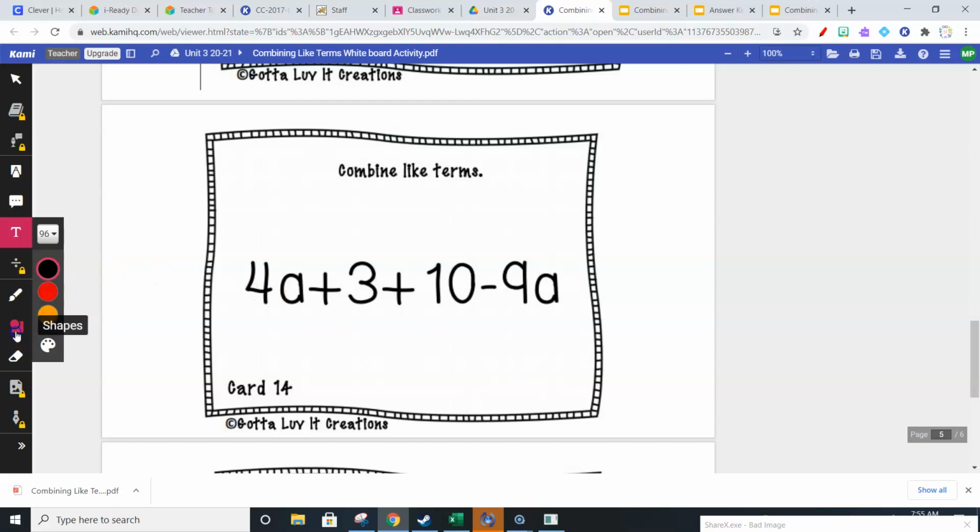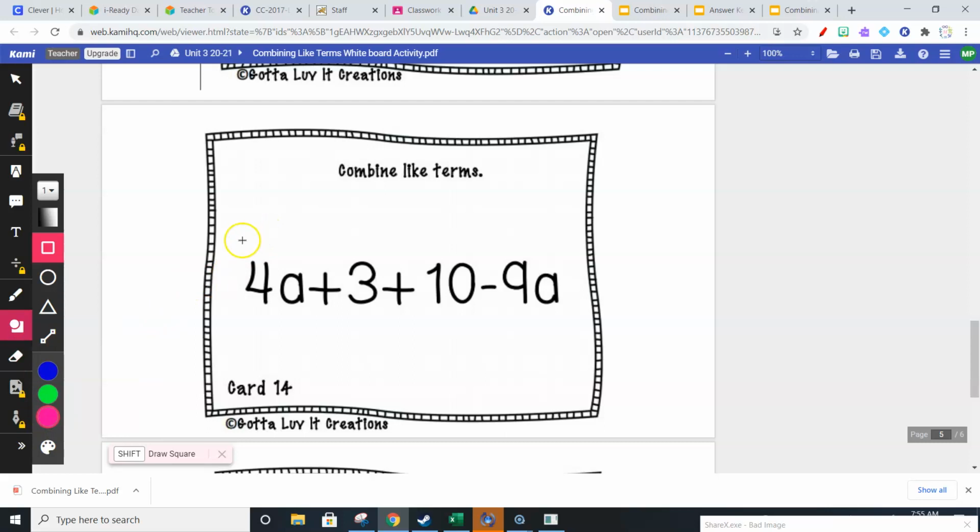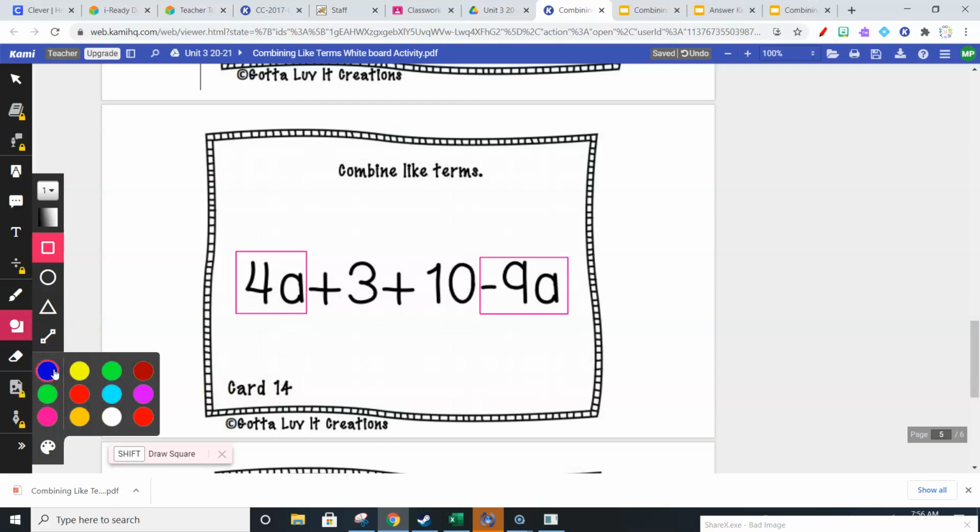Okay, so I am boxing in my like terms. So I got 4a. And the sign that's in front of my a here is the negative sign, so I need to include that. So those are like terms. So I'm going to put them in the pink boxes. I've been putting pink boxes around the ones that have variables and blue boxes around the ones that do not. And we call those our constants.